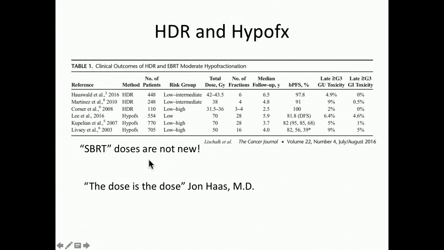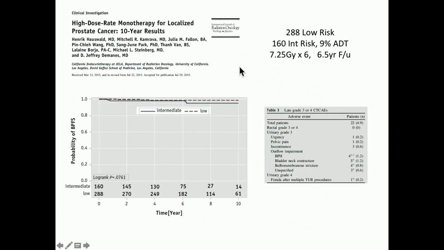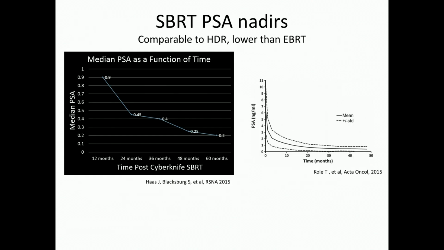The doses are not new. If you look at the Alvaro Martinez studies and a lot of the HDR brachytherapy long-term outcome studies, these are doses that have been historically employed with excellent long-term results. This is a series over in Japan comparing patients long-term who had intermediate and high-risk disease with different forms of HDR brachytherapy, demonstrating excellent biochemical control. This is out of UCLA, also similar doses demonstrating excellent long-term biochemical outcomes, with doses now that are employed with stereotactic radiation. This is out of our center looking at median PSA over time.